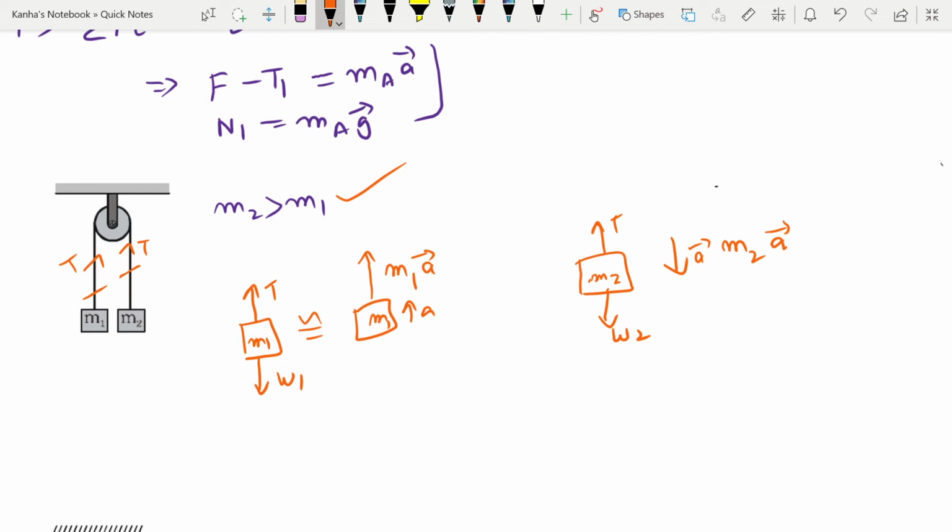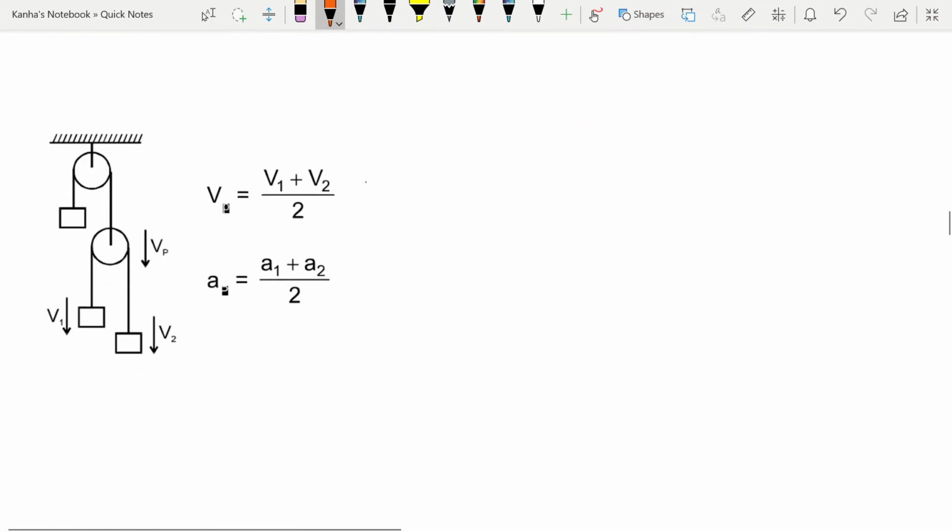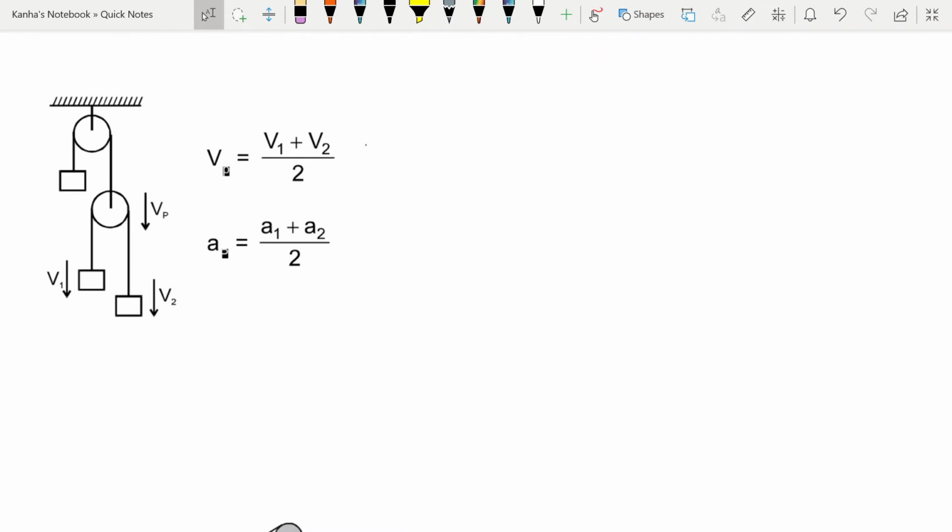Writing the equations for this is a simple task, so I will not be doing that. You should make a note that if a pulley system is shown to you like this, and you need to calculate the velocity and the acceleration of this pulley, here the pulley is also moving, so you need to find the velocities of these two, because all these are constrained motions. How are they constrained? The lengths of the strings are fixed.